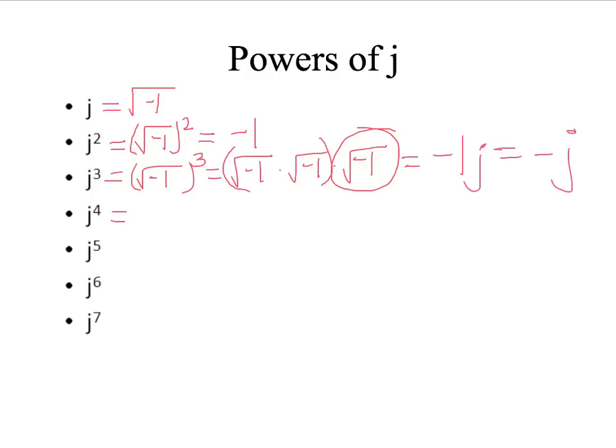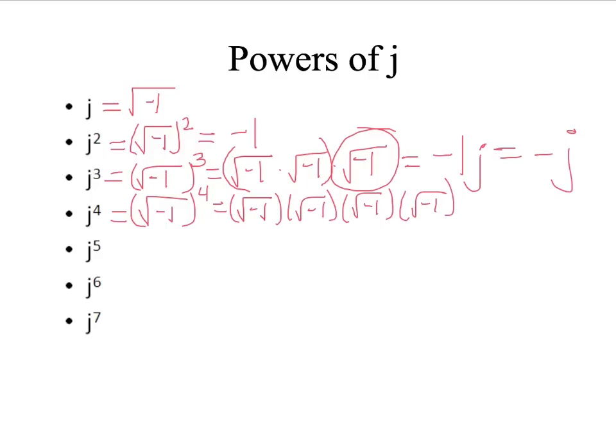And then j to the fourth power is the square root of negative 1 to the fourth power. So that's the square root of negative 1 times the square root of negative 1 times the square root of negative 1 times the square root of negative 1. And you'll notice that we have j squared twice. So negative 1 times negative 1 is positive 1. Now here's where they start repeating.